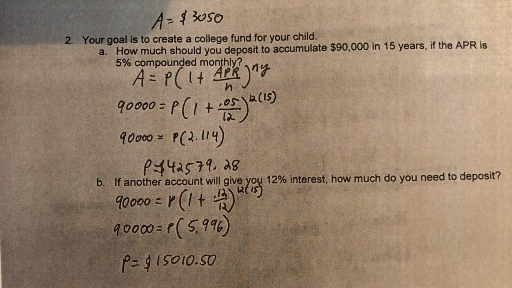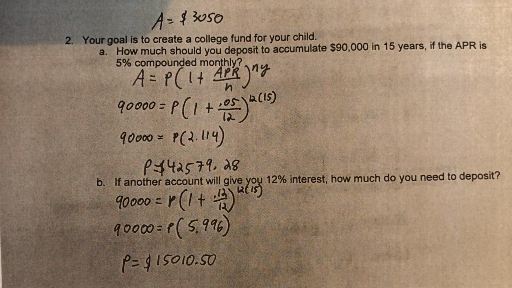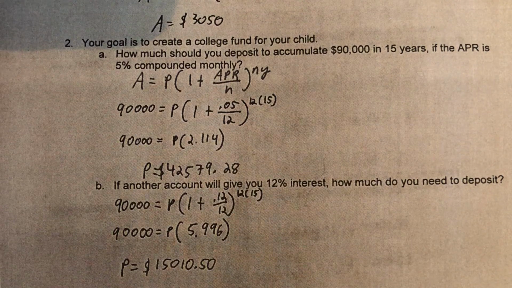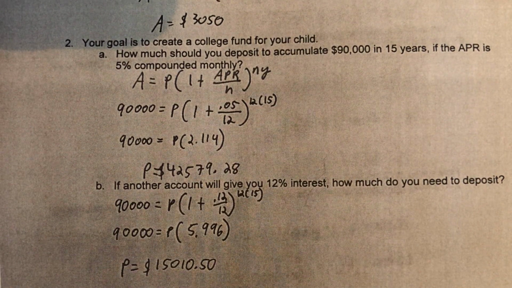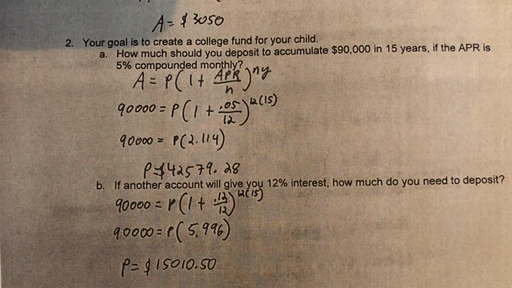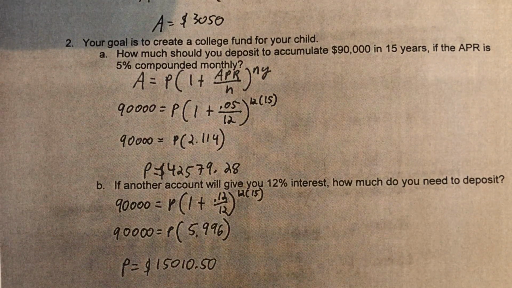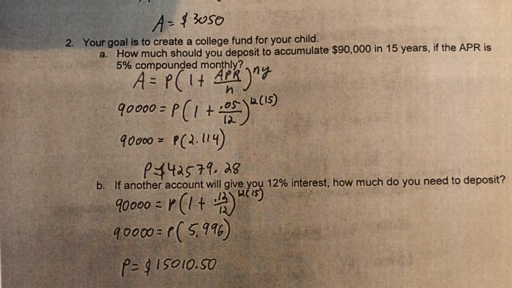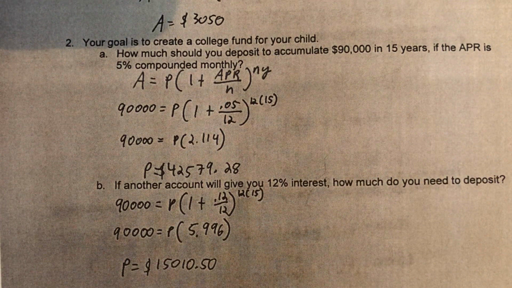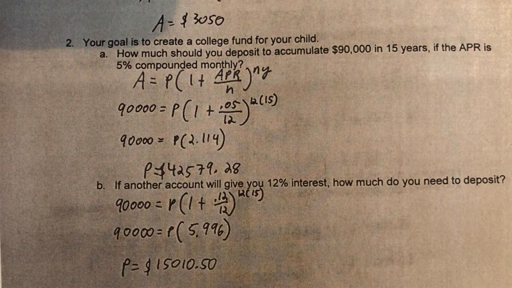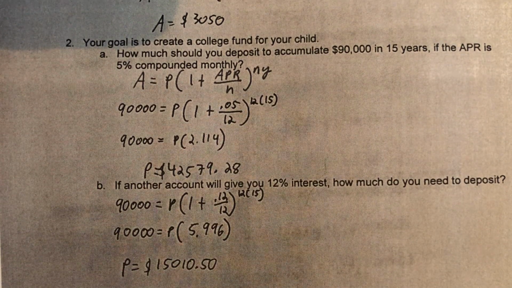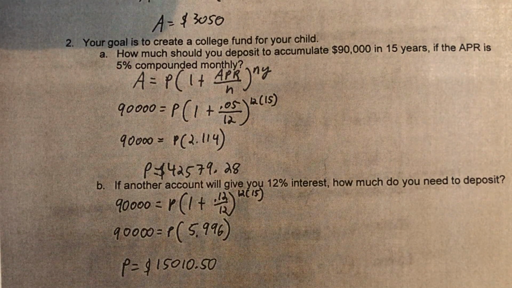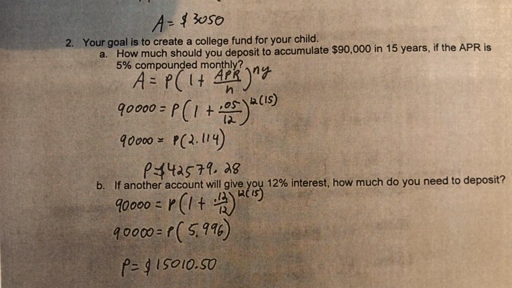So remember, quarterly was 4, daily was 365, monthly then would be 12. So n is 12, and years is 15. So 90,000 equals the principal. We're going to plug everything else into the calculator just like it is. Don't forget parentheses. We get 2.114, and then 90,000 divided by 2.114 is $42,579.28. So that is how much you would need to deposit right now.